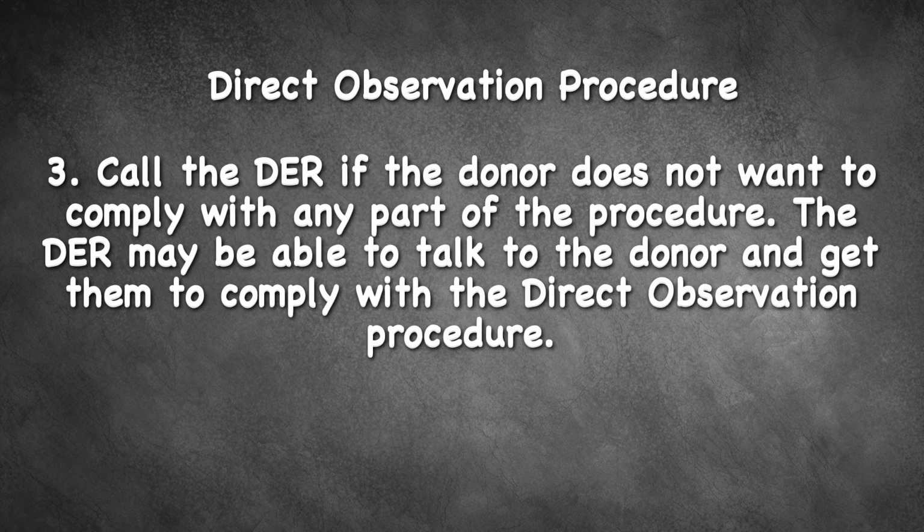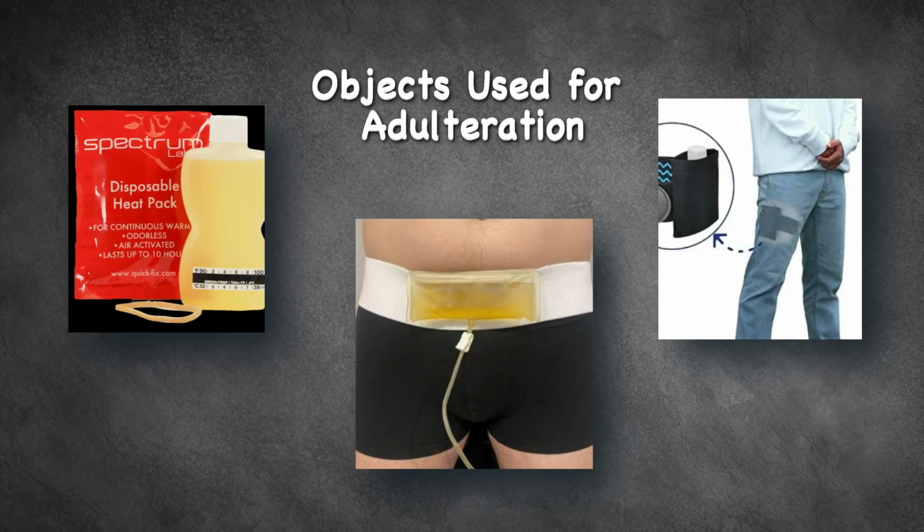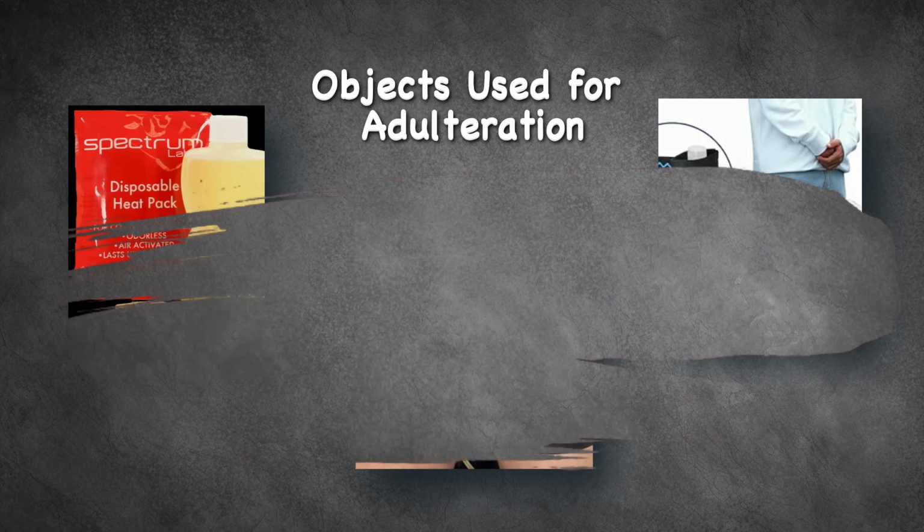Now, if the donor seems like they're not going to comply, call the DER and see if the DER can talk to them and get them to comply with the direct observation procedure. Let's take a look at some of the items that may be used for adulteration. Y'all, donors get really creative, so you want to make sure that you are looking out for those items.